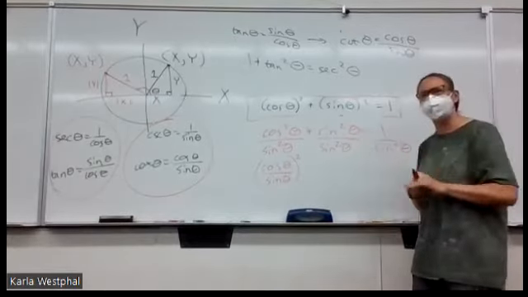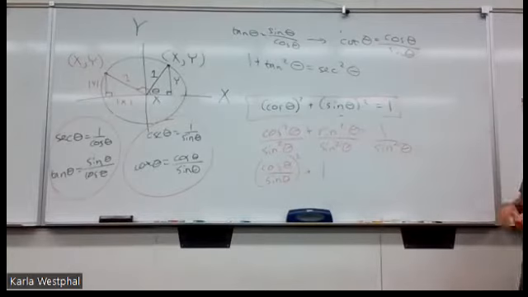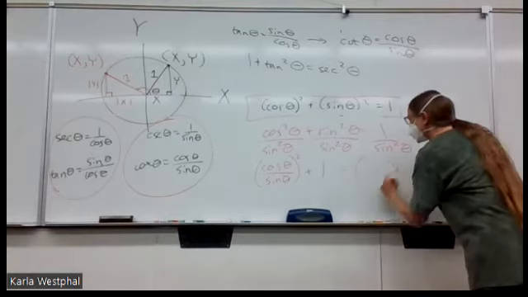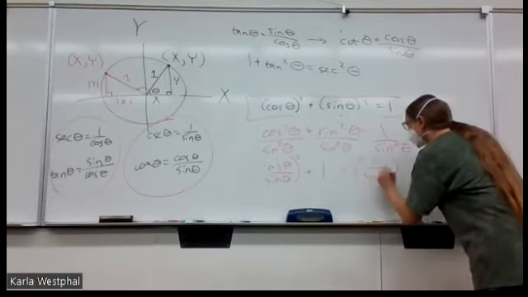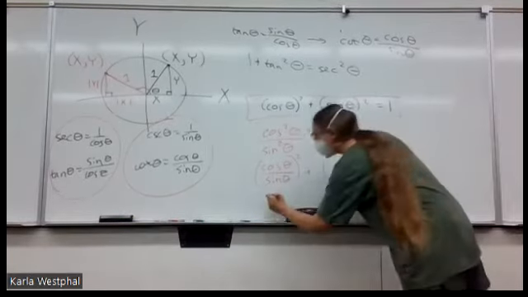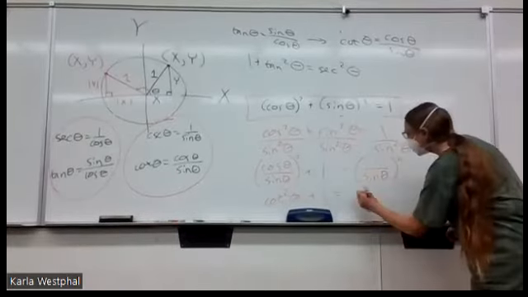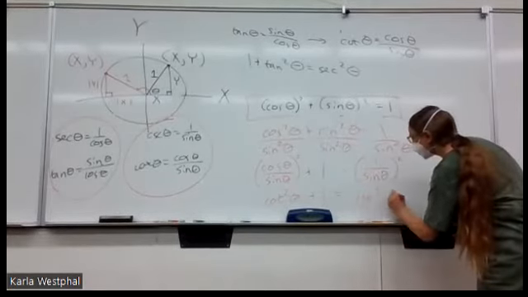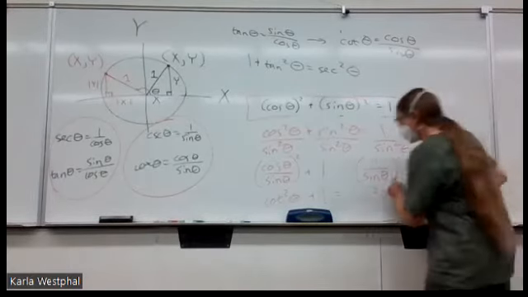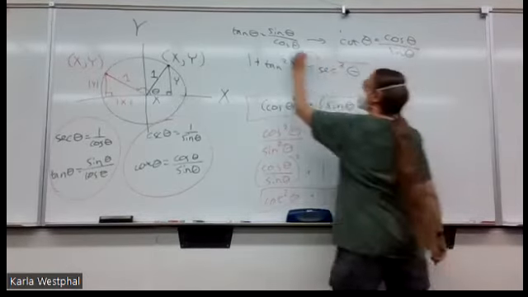So you have to sort of know yourself for how much time you're going to take rewriting things. This would be plus 1. Again, some of you might be comfortable going right to cosecant squared. Others of you might feel more comfortable if you first write that as 1 over sine of theta squared. However I get there, cotangent squared theta plus 1 equals cosecant squared theta. So that's my third Pythagorean identity.